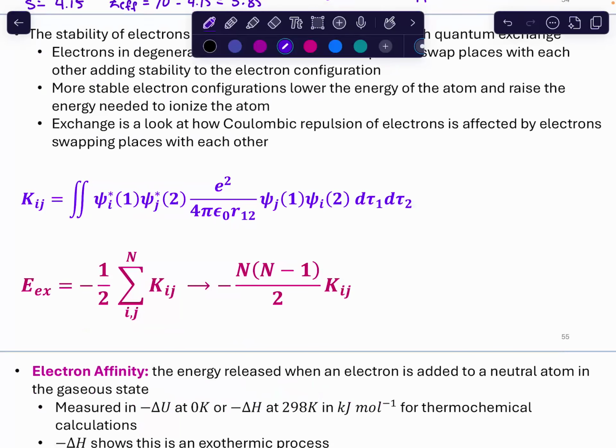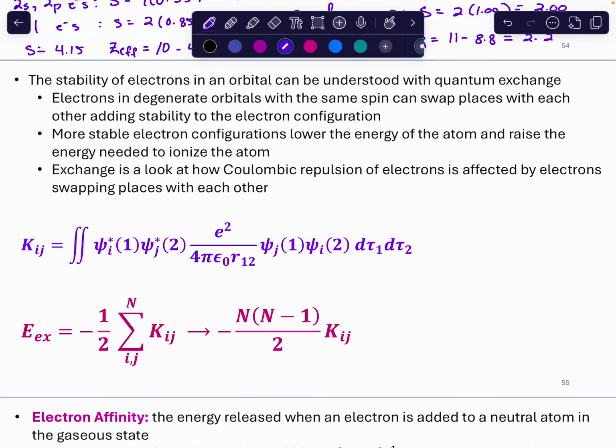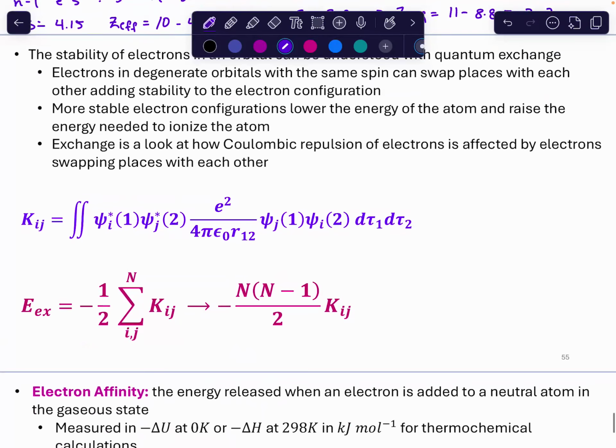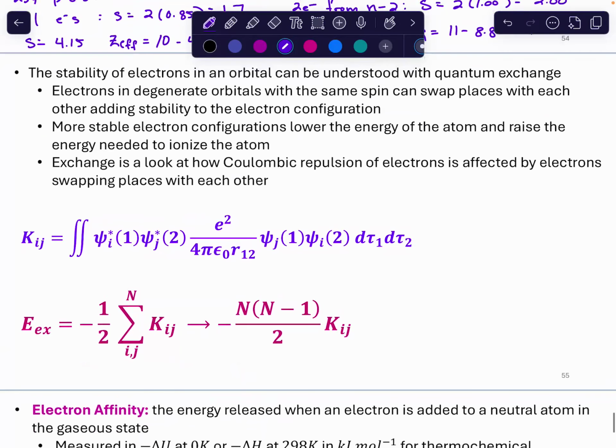Okay, so the stability of electrons in their various orbitals can be understood through a new idea that you've probably not seen before, called quantum exchange. Electrons in degenerate orbitals that have the same spin can, I wouldn't really say delocalize, but it's a lot like that. They can just start swapping places with each other. And the more electrons you have undergoing exchange, the lower the energy of the electron configuration goes.